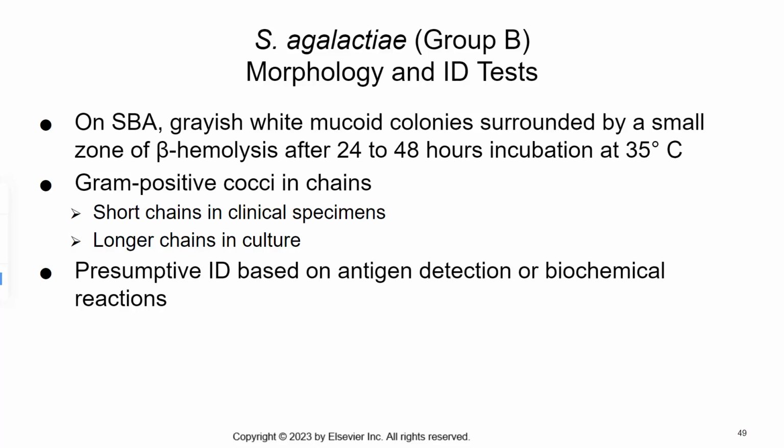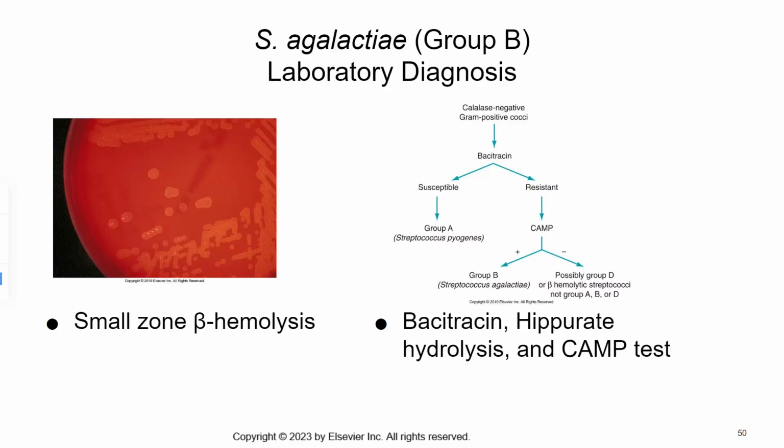On SBA, S. agalactiae is grayish-white mucoid colonies surrounded by a small zone of beta hemolysis. Gram-positive cocci in chains, short chains in clinical specimens, longer chains in culture. Presumptive ID is based on antigen detection or biochemical reactions. More often than not, we're just doing a PCR or rapid DNA type test to identify S. agalactiae. So here you can see the small zone of beta hemolysis, and then there's a really helpful flow chart that can help differentiate the different streps here.